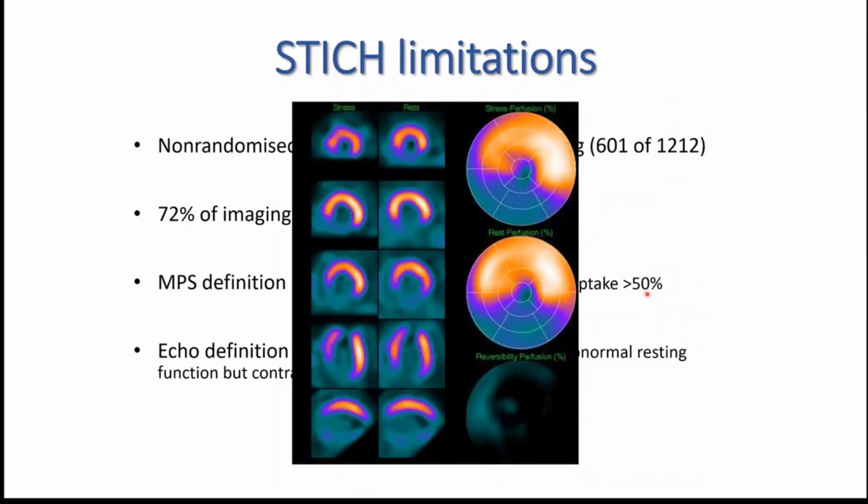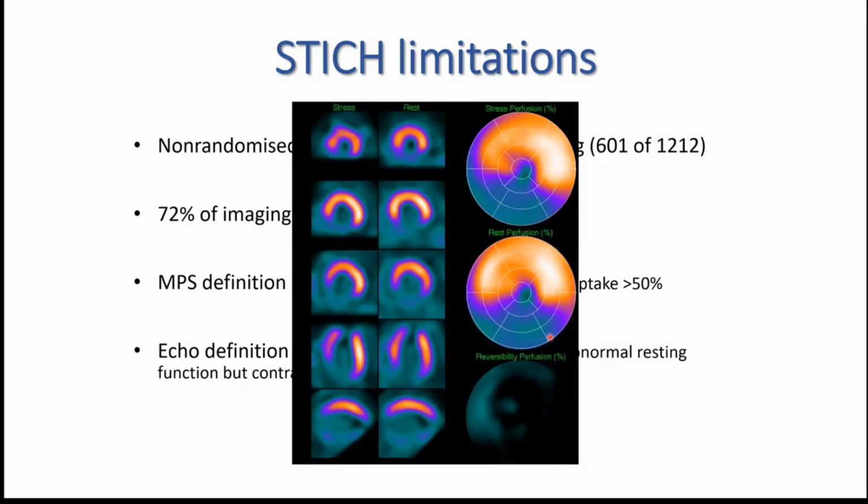Let me show you a typical patient. This is not from STICH, this is our own patient, stress and rest, and the patient has clearly had an inferior infarct and there's very little viable muscle in the inferior wall. Let's count the segments of non-viable muscle. 1, 2, 3, 4, maybe half and half. Let's call those two 5, let's call those two 6. So this patient, by STICH criteria, would be said to have viability.